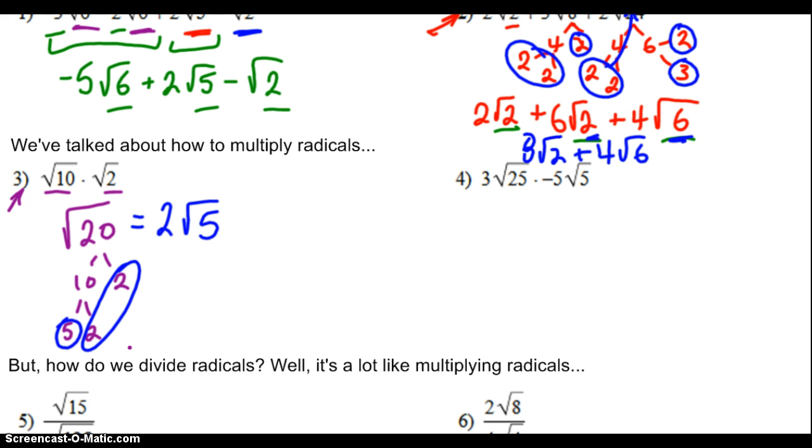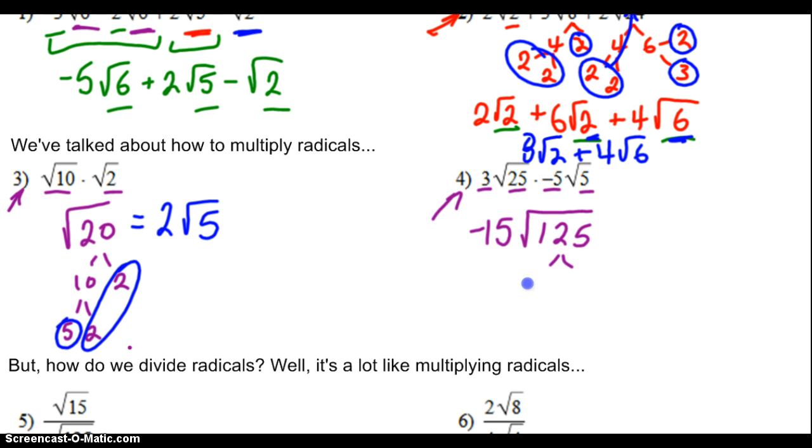Right. For number 4, similar setup. We have a 3 times a negative 5. 3 times negative 5 is negative 15. Okay. Radical 25 times 5. Let's see. Got 125. Okay. And now let's see if we can simplify that a little more.